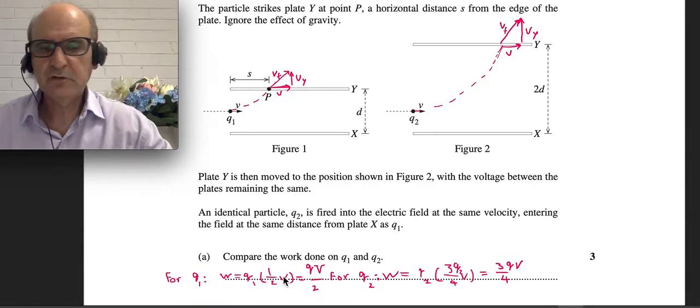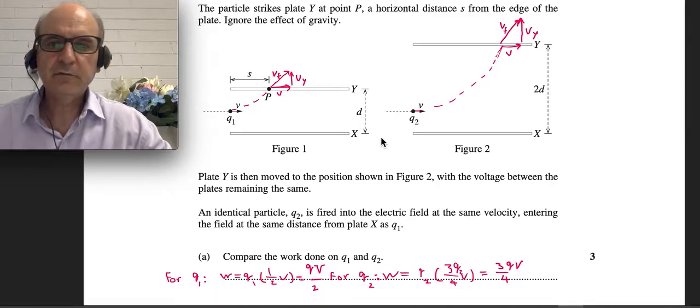For Q1, I just used Q because we are talking about the same charges in both cases. So this is Q and this is Q. So we end up with QV on 2. That's how much kinetic energy this charge gains when it goes from this position to this position. Similarly, for this one, it's a bit different.